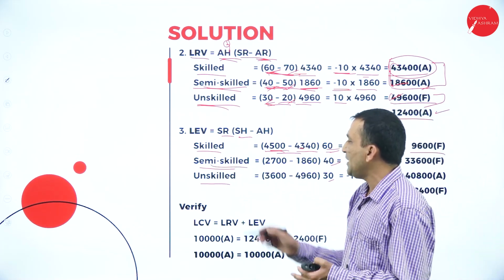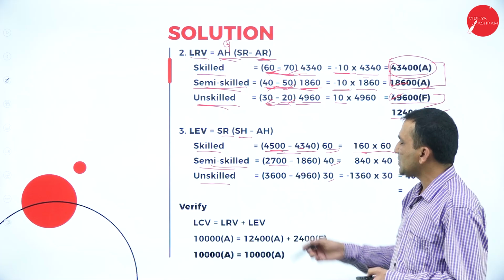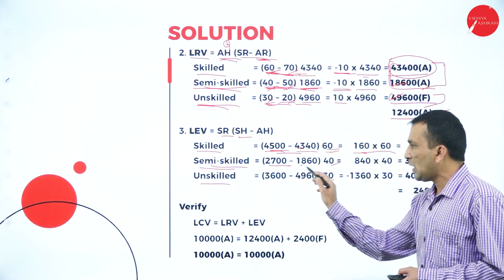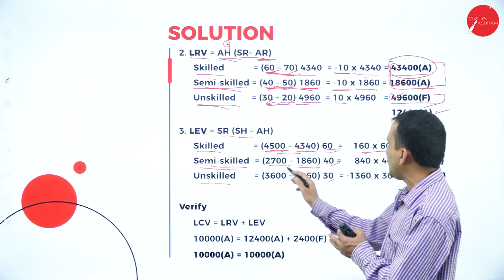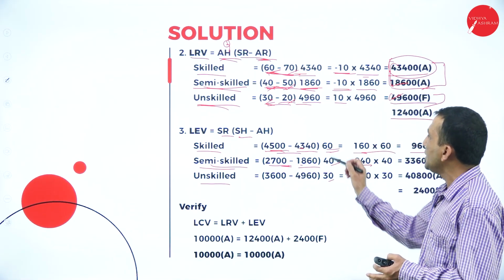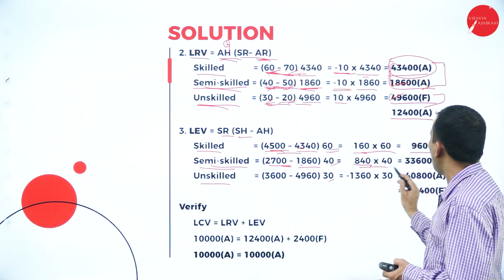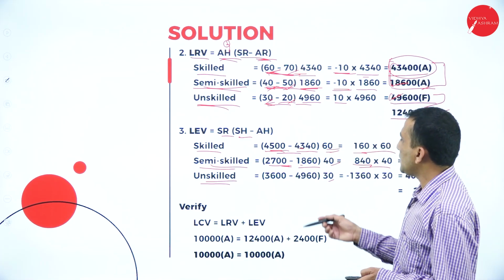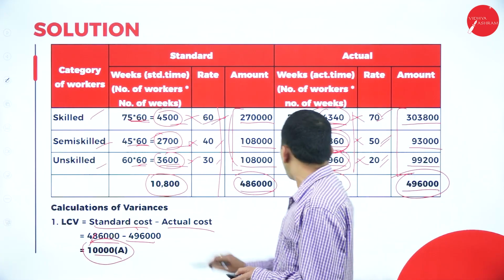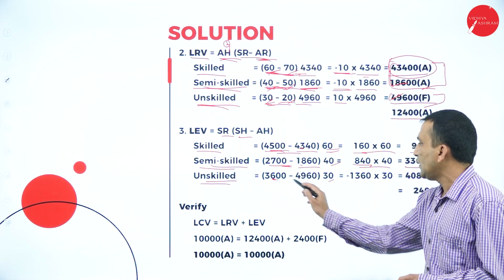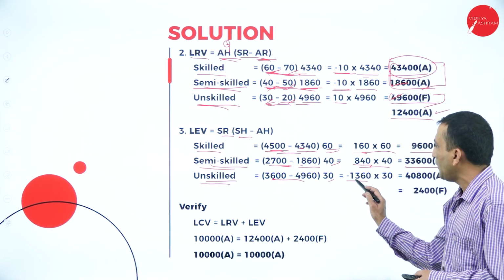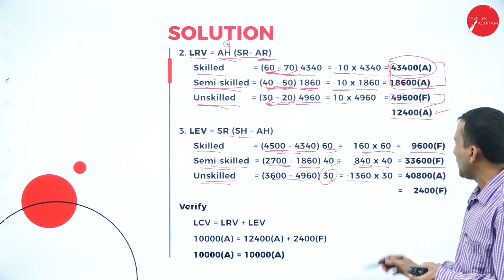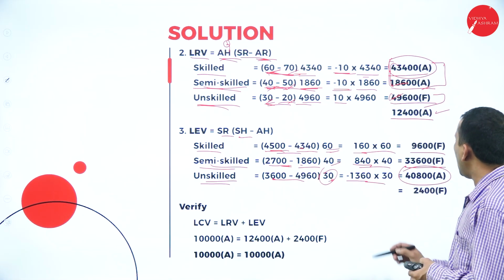Moving to the semi-skilled labor, the standard hours calculated are 2,700, minus actual hours 1,860. If you subtract, the result is also positive, 840. The standard rate is 40, and if you multiply, 33,600, which is a favorable result. Unskilled labor: the standard hours are 3,600, actual hours 4,960. If you subtract, we are getting minus 1,360. Standard rate 30 rupees, multiplied gives 40,800 adverse.